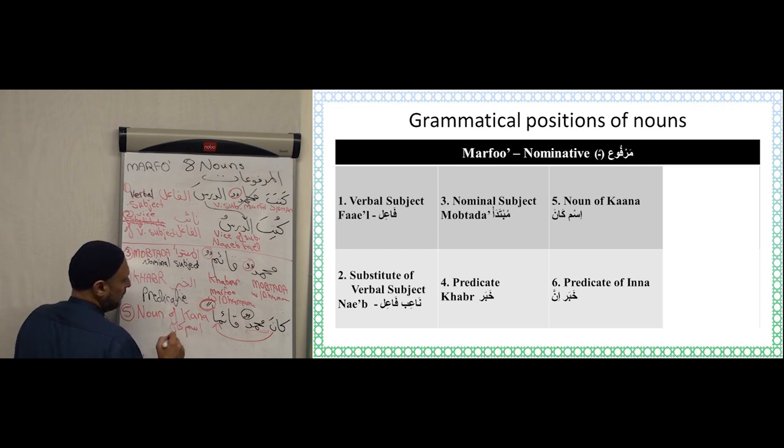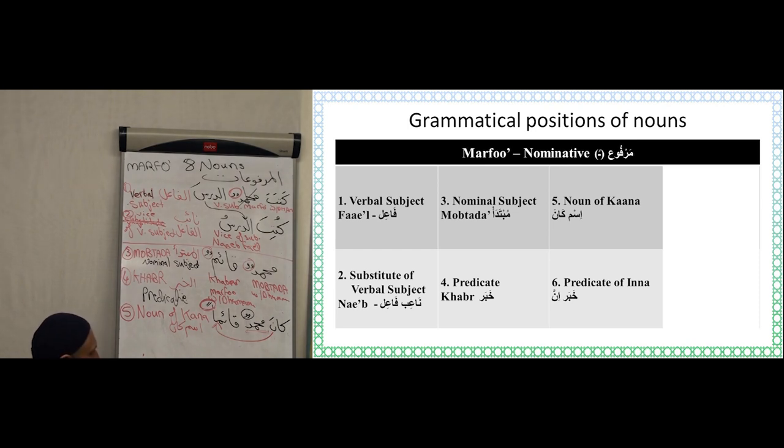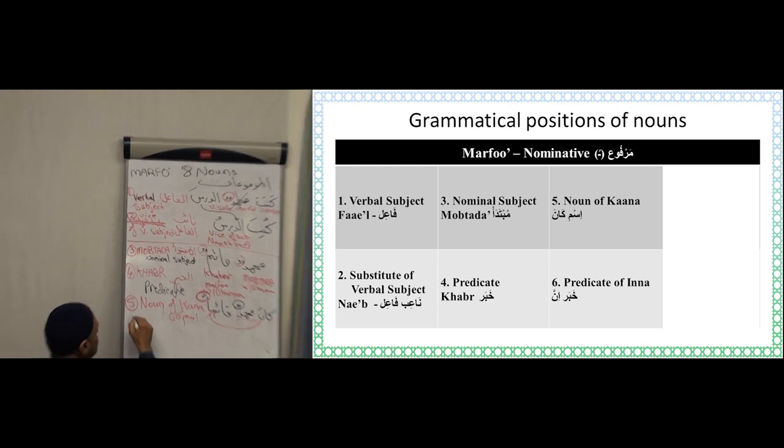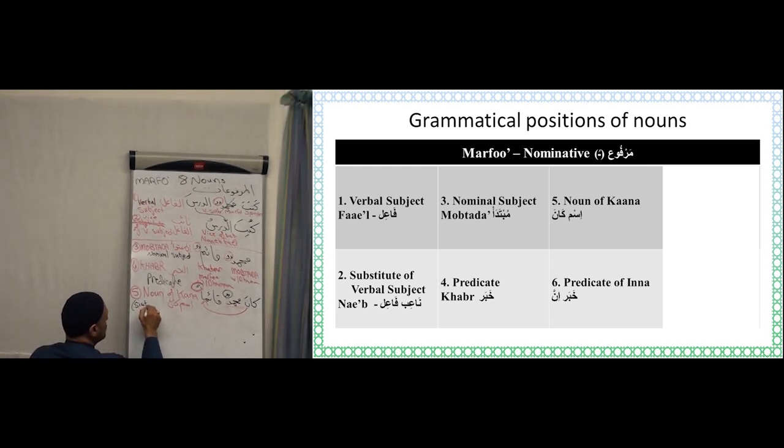So, noun of Kana. But in some cases, the sisters of the husband come, so here for ism Kana we put sisters of Kana. They did a miserable job in changing the wife. Now there are sisters of Inna. Sisters of Inna. So we have here Inna, they come and they mess up with the husband.